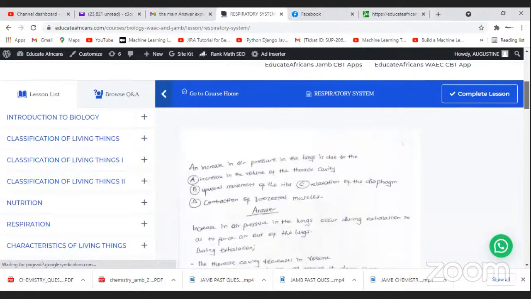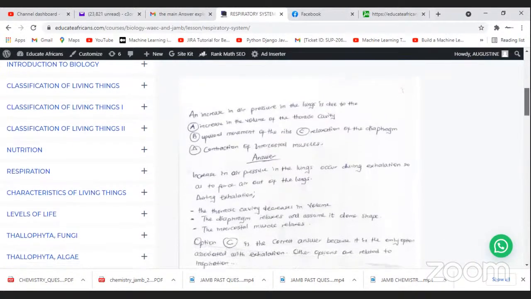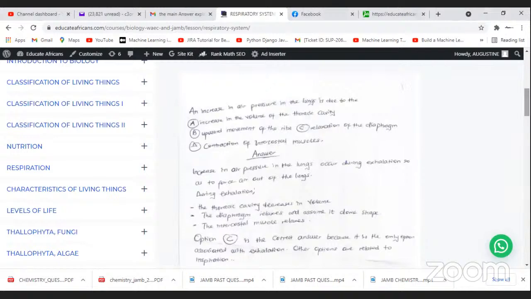Number one question says an increase in air pressure in the lungs is due to: A, increase in the volume of the thoracic cavity, B, upward movement of the ribs, C, relaxation of the diaphragm, D, contraction of the intercostal muscle. So what causes the increase in pressure in the lungs?